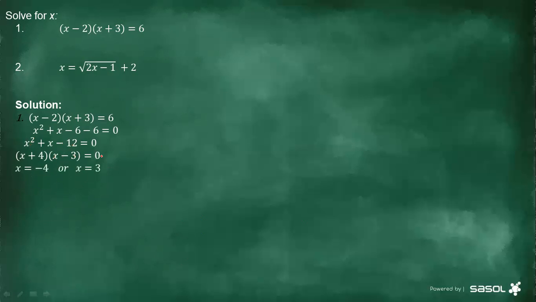Then you solve the value of x, which is x equals negative 4 or x equals 3. So that's how you should solve the value of x. All right. And then number 2, we have x equals the square root of 2x minus 1, plus 2.